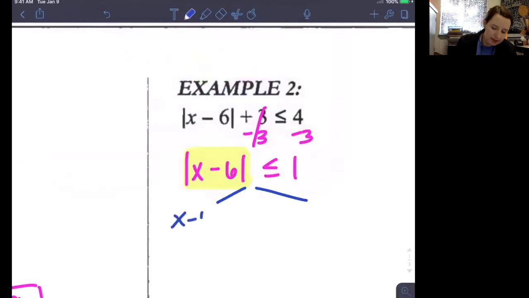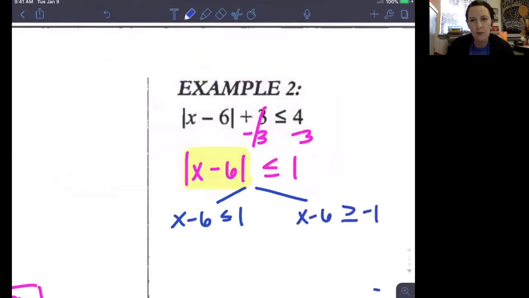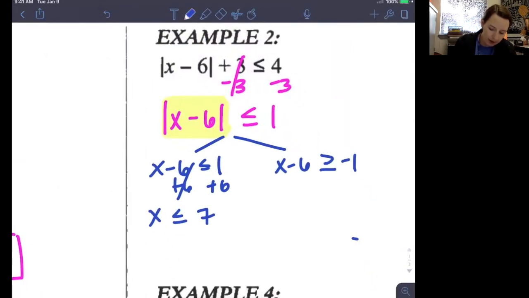So x minus 6 is less than or equal to 1. x minus 6 is greater than or equal to negative 1. Remember, we have to flip that inequality when we make the right side negative. Okay, going ahead and solving for x, I get x is less than or equal to 7. And over here on this one, I get x is greater than or equal to 5.